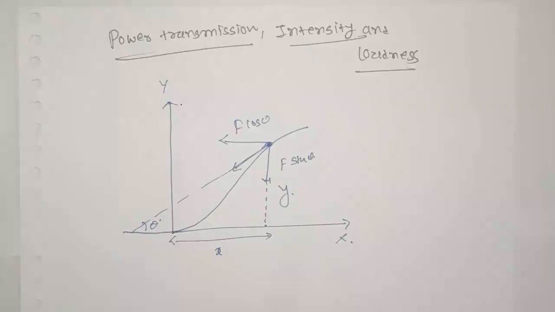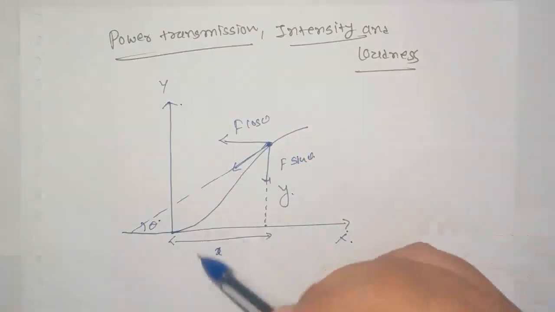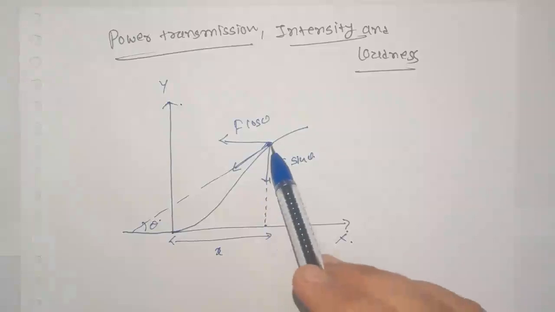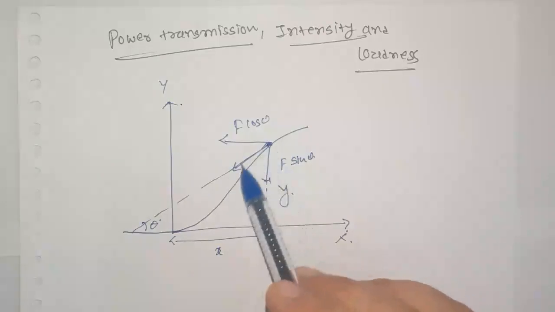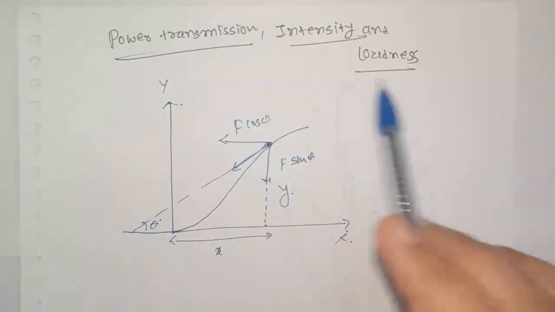Now let us discuss the power transmission, intensity and the loudness of a sound wave. When a traveling wave is established on a string, the energy is transmitted along the direction of propagation of the wave. Let us consider a sine wave traveling on a stretched string in x direction. As the wave is traveling in the x direction, the vibration of particle will be along y direction. We are considering such a particle. On each particle, there will be a restoring force acting. Due to that only the oscillation is continued.